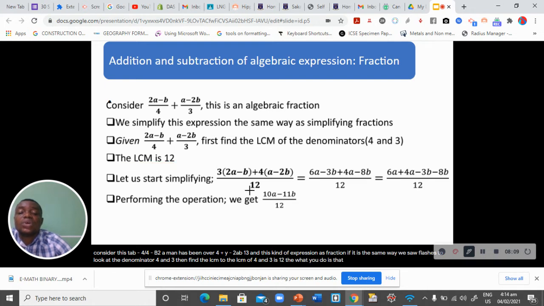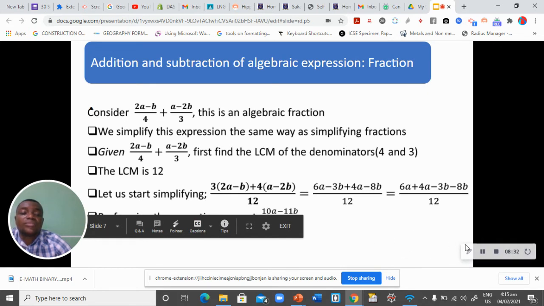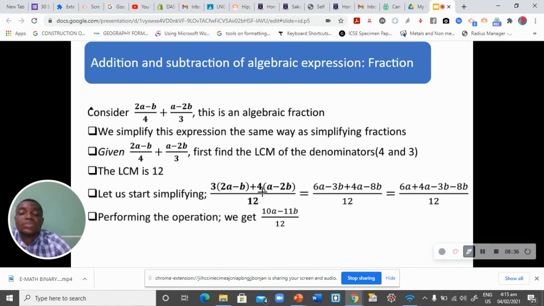4 goes into 12 three times. So 3 will multiply the numerator of the fraction, which is 3 times (2a minus b). We also do the same to the other one: 3 goes into 12 four times. So 4 times (a minus 2b). When we expand, 3 will multiply 2a, then the same 3 will multiply minus b. Then 4 will multiply a, and 4 will multiply minus 2b, all over 12.